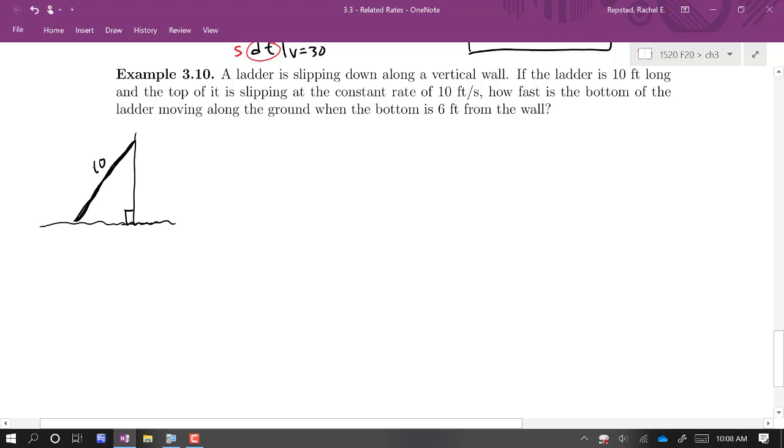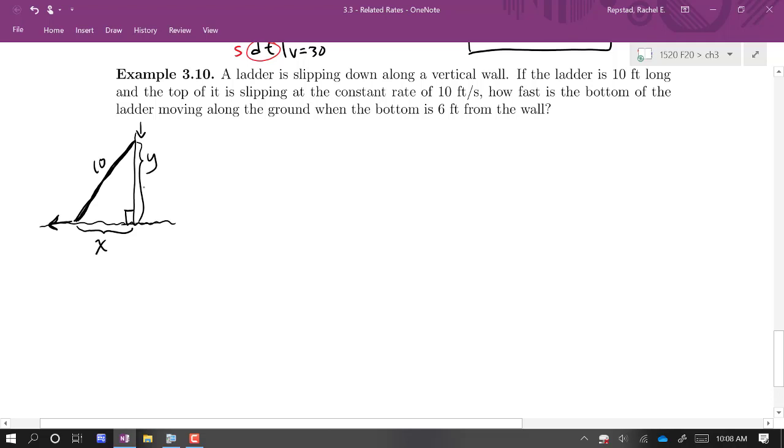Now, the ladder is fixed at 10, but it's slipping down from the top, which means the bottom is kind of kicking out down along the ground. So these distances here are going to be changing, but I'm just going to call the bottom distance, I'll label that as x, and the vertical distance, I'll label that as y.